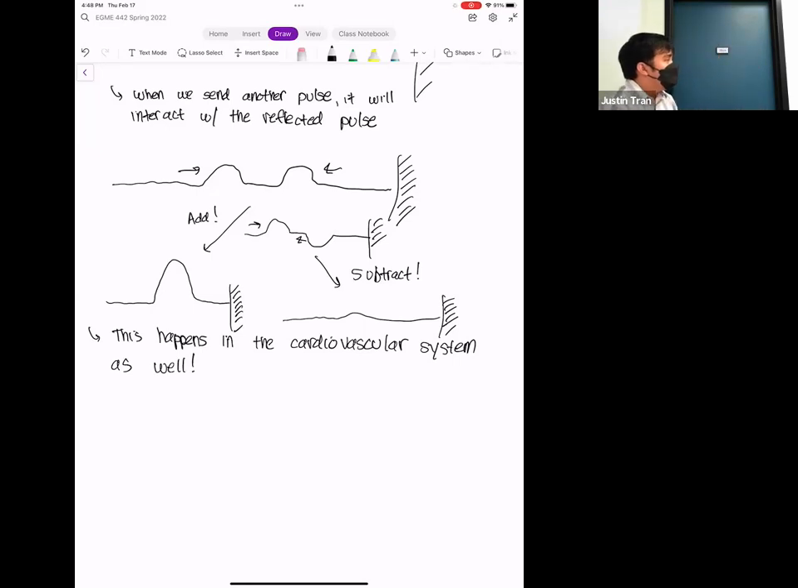And so in the cardiovascular system, the string will be like your blood vessel walls.